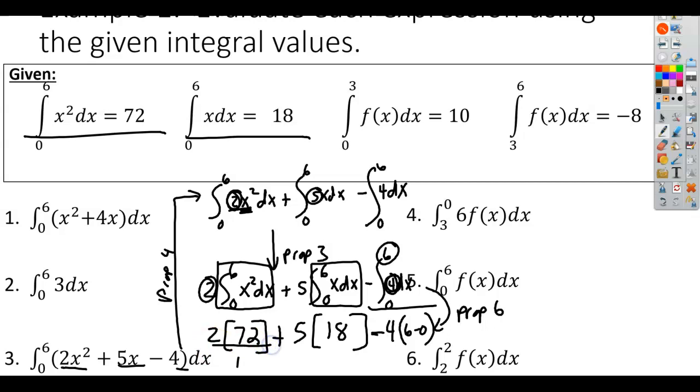So 2 times 72 is 144. 5 times 18 is 90. And then 4 times 6 is going to be 24. And then when we put all that together, we'll have our final answer. And I end up with 210.